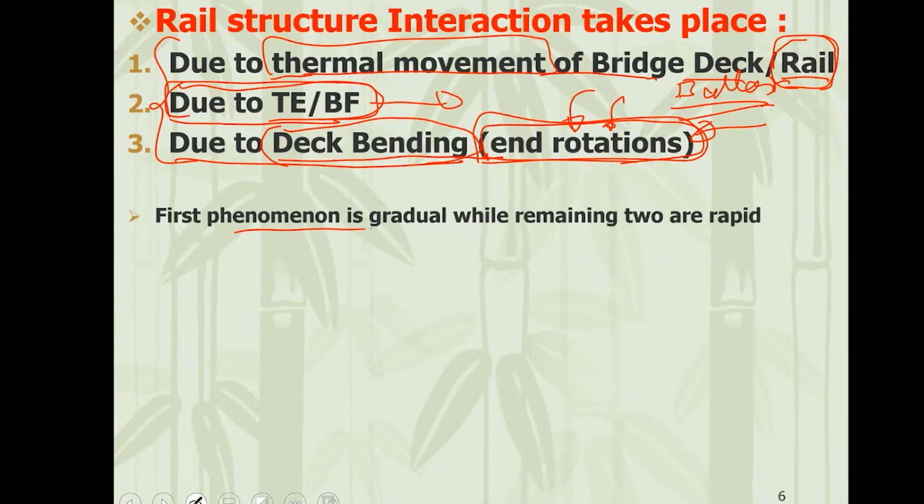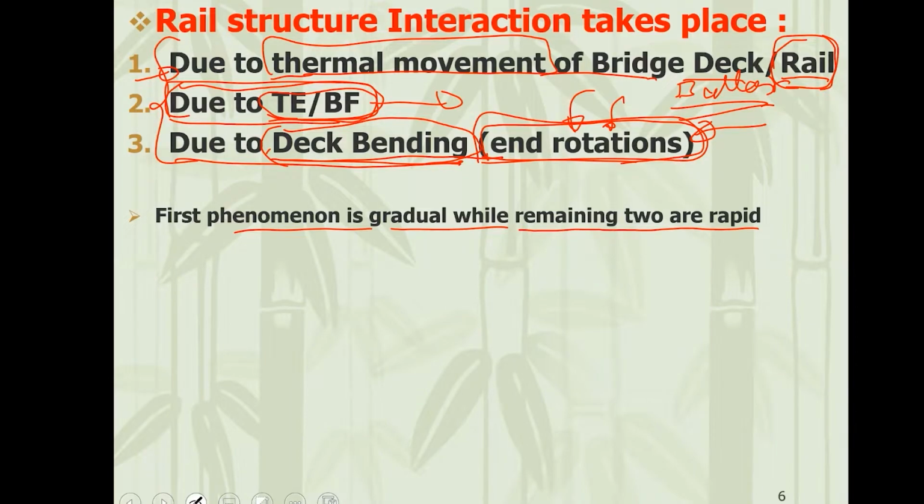Now the first phenomenon is gradual. The first phenomenon is due to thermal movement, because the temperature variation takes place gradually, right? While the remaining two are rapid. Tractive effort and braking force will be applied rapidly. When your train is going on the bridge, the train will occupy the span in a fraction of a second. And deck bending also, because the deck bending is due to the live load.